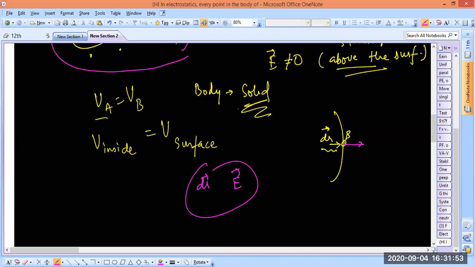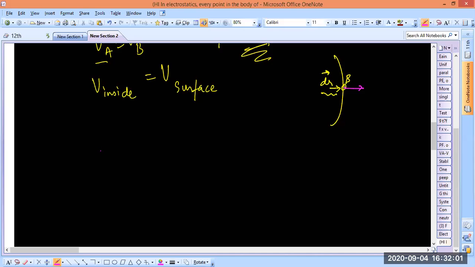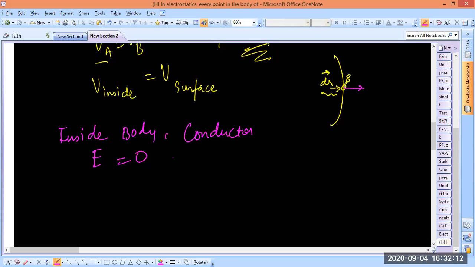Okay, Jay, now to answer your question again. Jay is asking a very good question which I'm going to pass on to everyone. He is saying inside the body electric field is 0, and I agree, right? This is a conductor, so inside the body of a conductor electric field is 0 because we are talking about electrostatics. Then is V equal to 0? What do you think? Yes or no? What do you think? Come on.